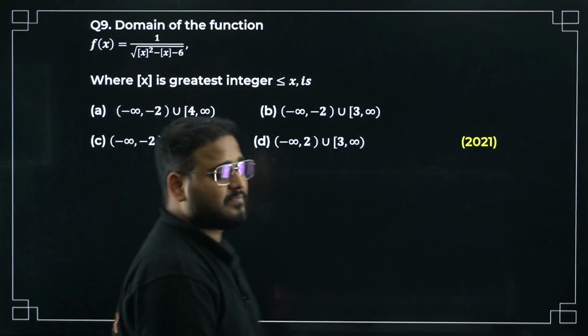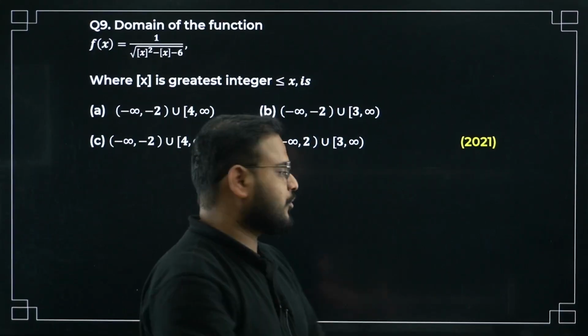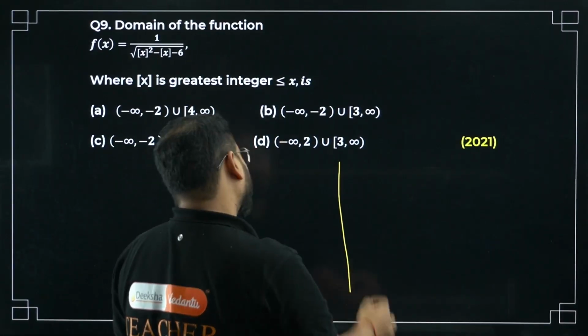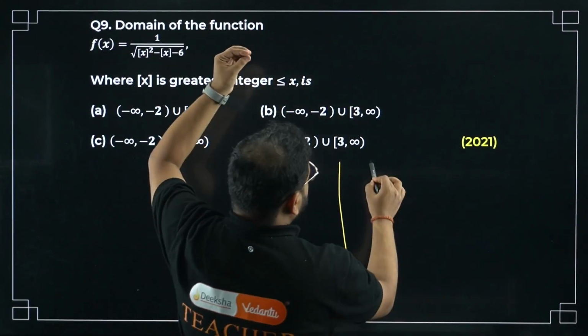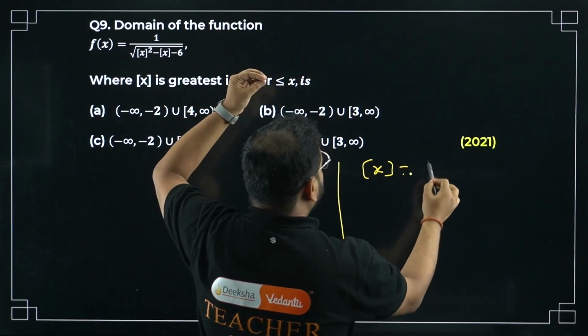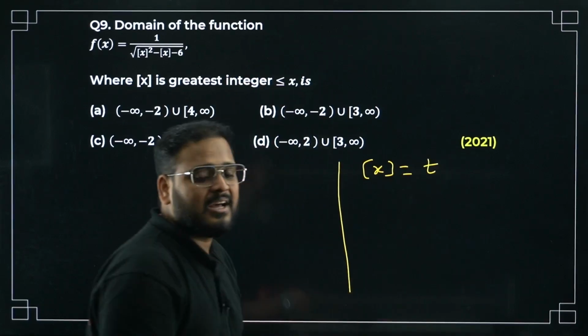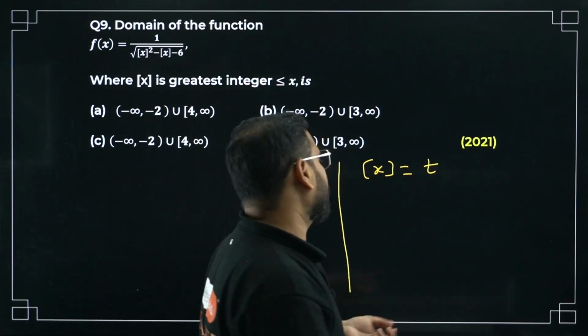Domain of the function. Now this is a good question. A very good question. You'll see now. We have to take what? To make our life easier, we'll simply take this substitution. Can we do that? Of course, sir, we can do that. Okay, let's do it.